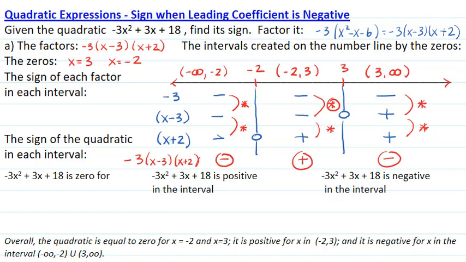Overall, the quadratic is equal to 0 for x equal to negative 2 and x equal to 3. It is positive in the interval negative 2 to 3, and it is negative in the interval from negative infinity to negative 2, union 3 to infinity.